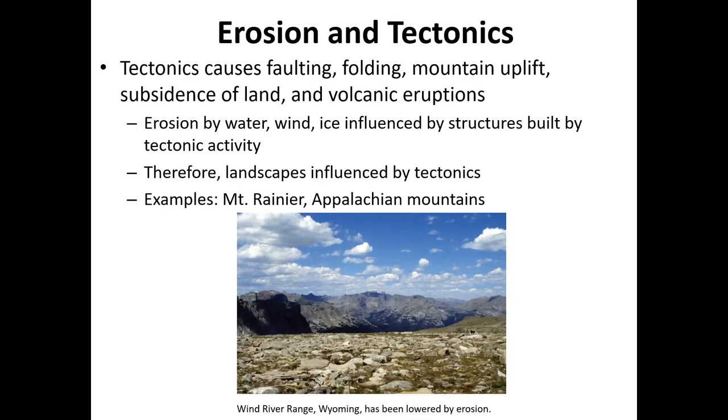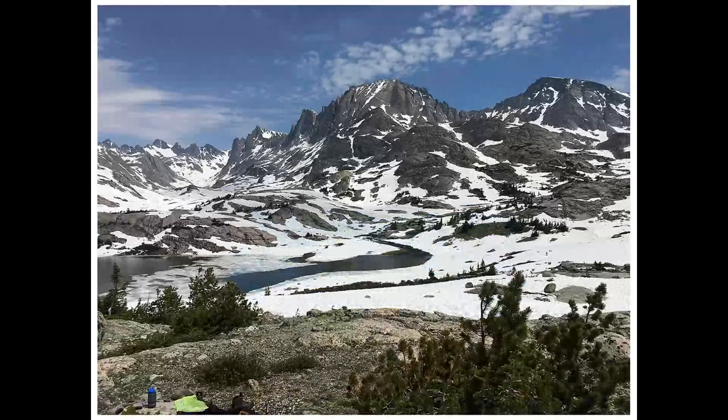So this is Mount Rainier in the Appalachian Mountains. And this particular picture here is the Wind River Range in Wyoming, and that has been lowered by erosion. Here's a little more information on the Wind River Range. That is Fremont Peak. It's the third highest peak in Wyoming at 13,751 feet.